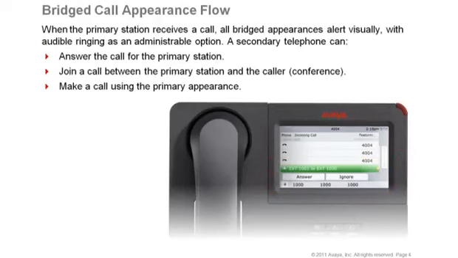When the primary station receives a call, all bridged appearances alert visually with audible ringing as an administratable option on the station form itself. A secondary phone can answer the call for the primary station, join a call between the primary station and the caller, which creates a conference. You can make a call from your bridged appearance, and in that way you will appear as the primary on another telephone.